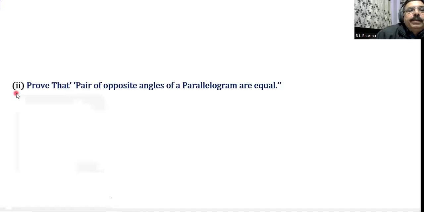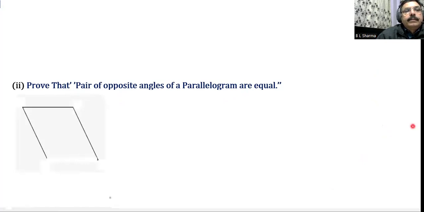The second property is: prove that pair of opposite angles of a parallelogram are equal. किसी भी parallelogram में opposite angles equal होते हैं. Say how to do. पहले हम एक पैरेललोग्राम बनाएंगे. ये एक पैरेललोग्राम है, नेमिंग करेंगे A B C D.